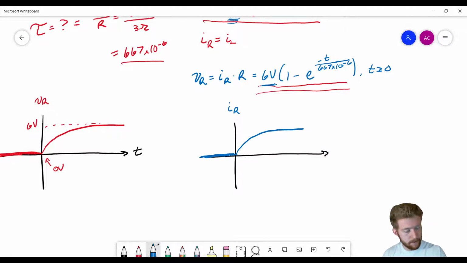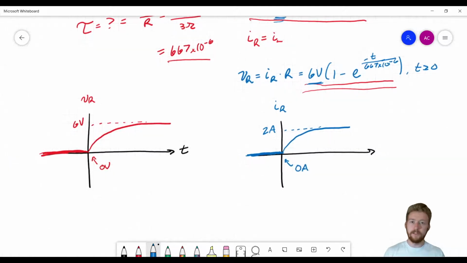Now what's it going to be ramping up to? Well, like we said before, that's just 2 amps. Okay, and we can see that from the equation, or we can see that from the circuit if we think of the inductor as just a short. Okay? And the initial value here is going to be 0 amps, right? Because initially that inductor is not going to let any current flow at all. All right, so this is number 2.